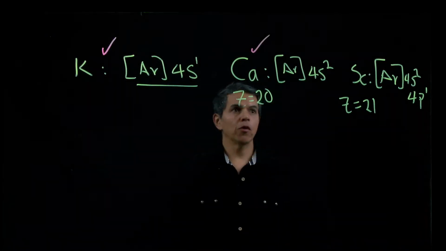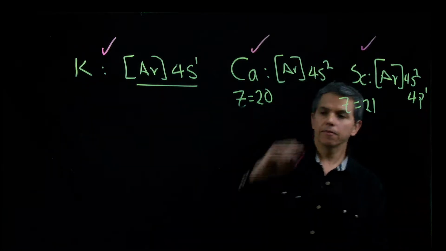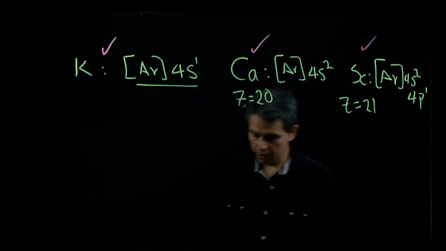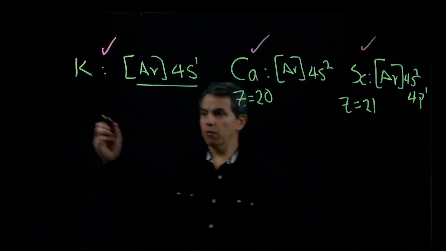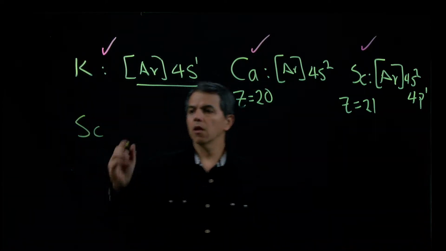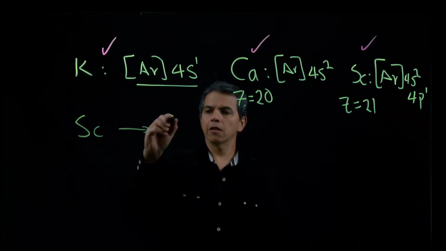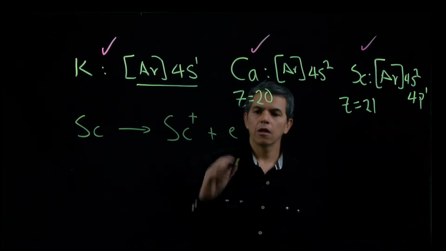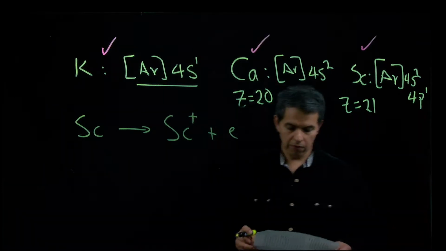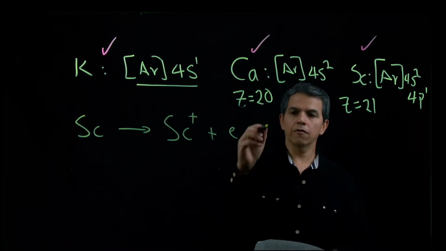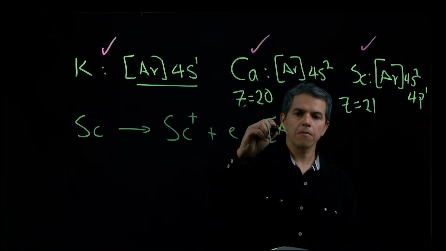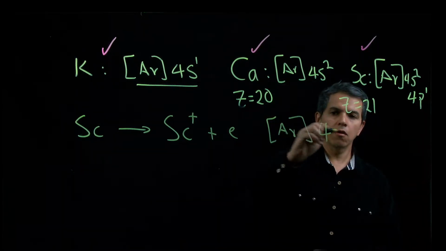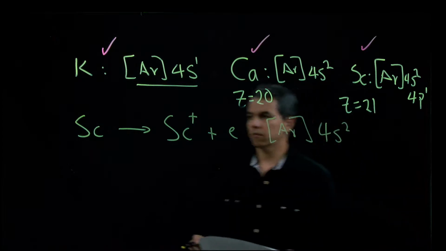The third one that we will do is that of scandium, and we follow exactly the same process. We start with scandium. It ionizes to form scandium plus 1 electron, and the electron configuration for scandium will be then that of argon, and 4s2.